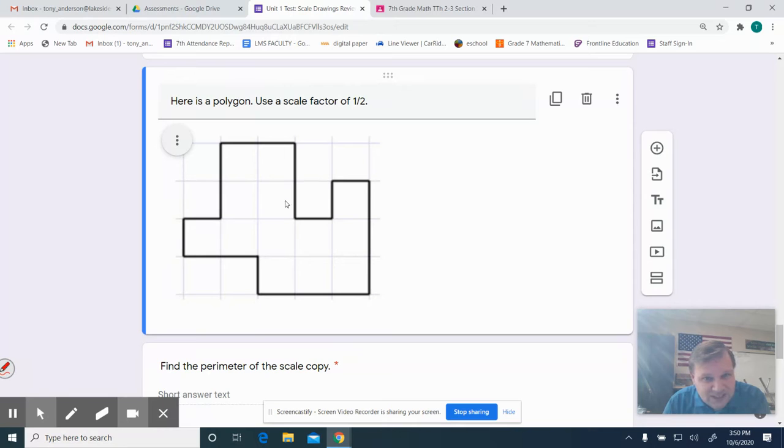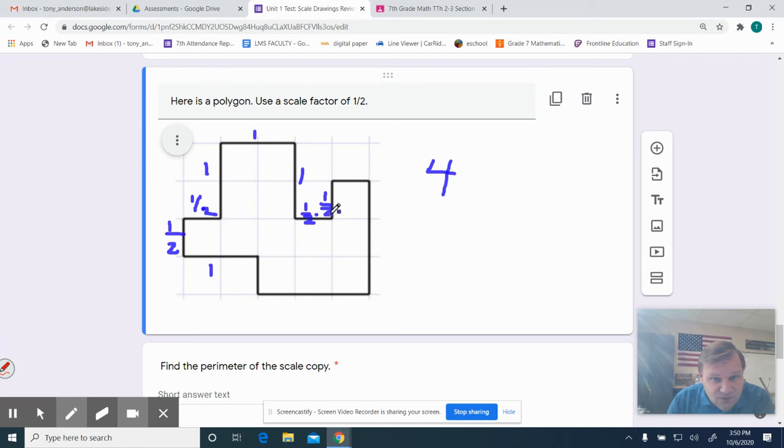Well, all of these sections that are 2 units long are going to be 1. So I'm going to have a 1 here, a 1 here, a 1 here, and a 1 here. So right now, perimeter, remember, is the distance around, so I've got 4 units on this scale copy. All of these that are 1 times 1/2 gives me 1/2. So all of these that are 1 are going to be 1/2.